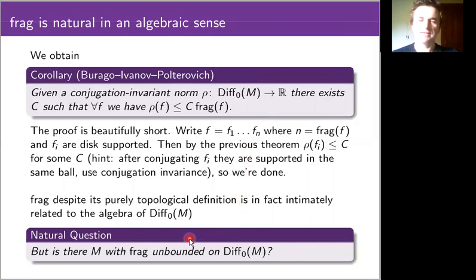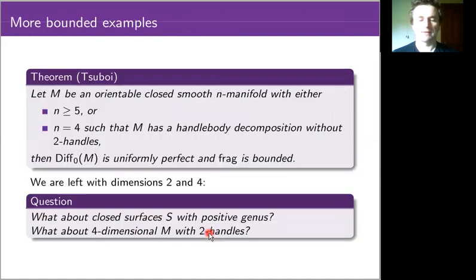But of course, all of this would be almost tautological if all conjugation invariant norms were bounded for all Diff-naught of M. So a natural question is: is there a smooth manifold out there where the fragmentation norm is unbounded on Diff-naught of M? Well, it turns out if you take an orientable closed smooth manifold of dimension at least 5, it's a theorem of Tsuboi that Diff-naught of M is uniformly perfect and frag is bounded. In dimension 4, Tsuboi needs that the manifold has a handlebody decomposition without two-handles.